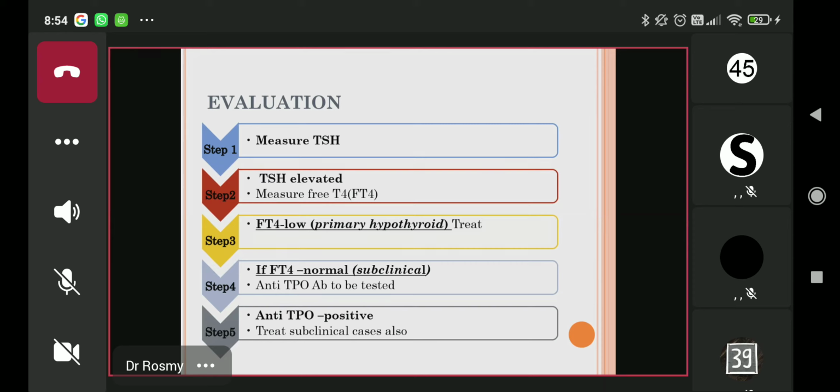But if TSH is rising, it means probably the gland is not producing sufficient hormone, so it has risen. Then you send the FT4, that is the unbound or the free form of the T4. If you find that TSH is high and T4 is low, this is the combination in the investigation, then you identify the patient as a case of primary hypothyroid.